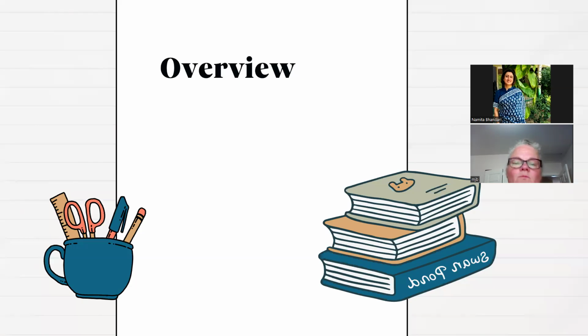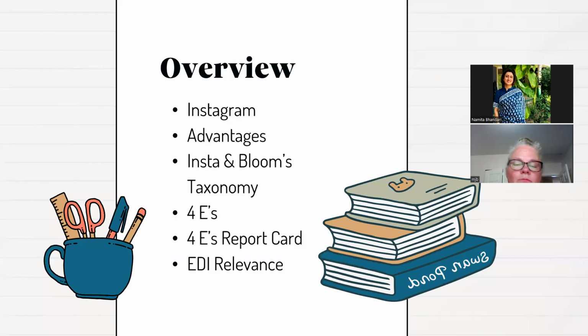So, a little bit of overview about my presentation. I've included a brief introduction about Instagram, its advantages in educational setups, Instagram and how it fares on various levels of Bloom's taxonomy, the 4 E's, and a 4 E's report card towards the end. And what is the relevance of Instagram in terms of equity, diversity, and inclusion?